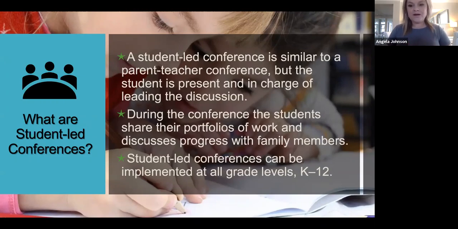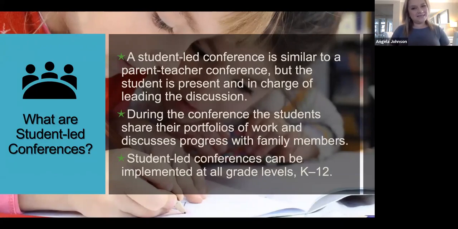And again, remember, make sure that you have something to take notes with, paper, pen, a pencil, highlighter, go ahead and do that, all right? So don't forget to take a few notes. A student-led conference is similar to a parent-teacher conference, but the student is present and is in charge of leading the discussion. So the student is going to be the one showing his or her learning, all right? During the conference, the students share their portfolios of work and discuss progress with family members. So that means that the student is in charge, right?